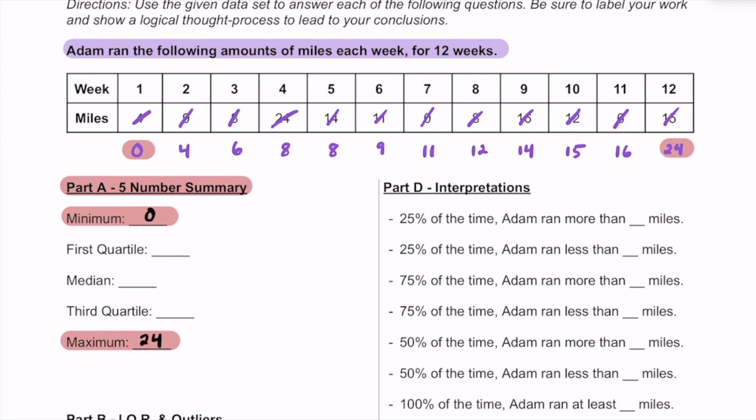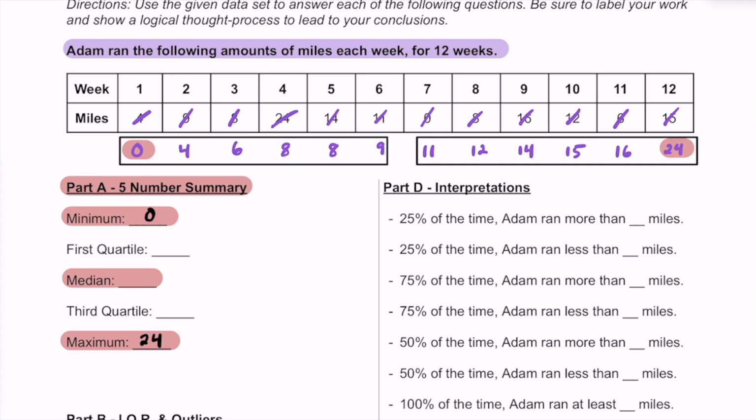So in those 12 weeks, there was a week where Adam ran 0 miles, and then there was a week where he ran 24 miles. So that's the minimum and maximum mileage during these 12 weeks. After that, I think the median or quartile 2 is going to be the next easiest thing to find. Now there were 12 weeks in total. So we're going to go ahead and group the 6 weeks where he ran less miles, and then group the 6 weeks where he ran more miles.